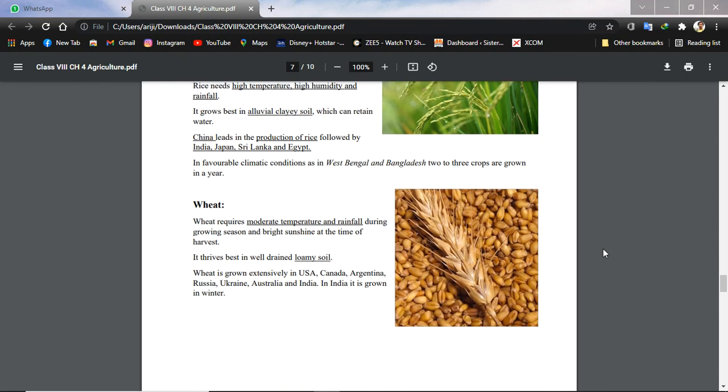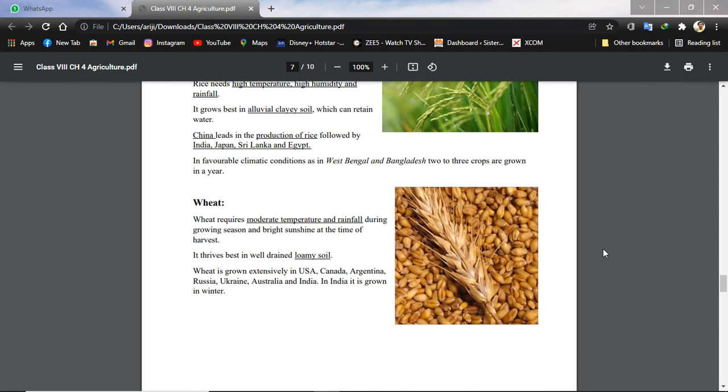Then we come to the next one, that is wheat. Wheat production needs moderate temperature and rainfall during the growing season and bright sunshine at the time of harvest. And you know that this type of climatic condition comes in the winter season. So in the winter season we can find moderate temperature, moderate rainfall, and bright sunshine. This crop, wheat, is grown in loamy soil.